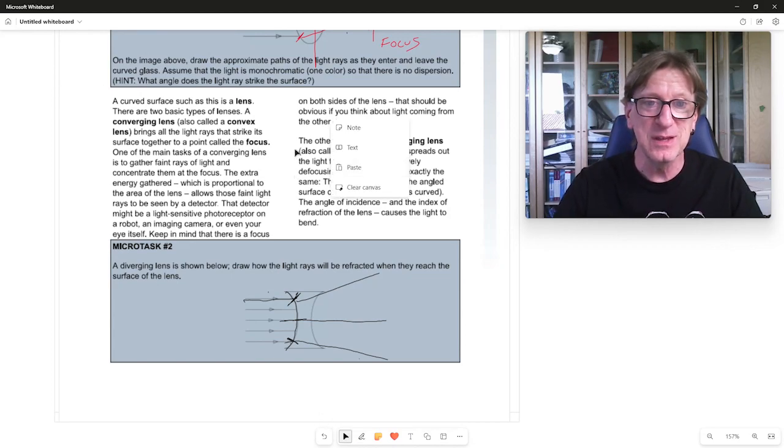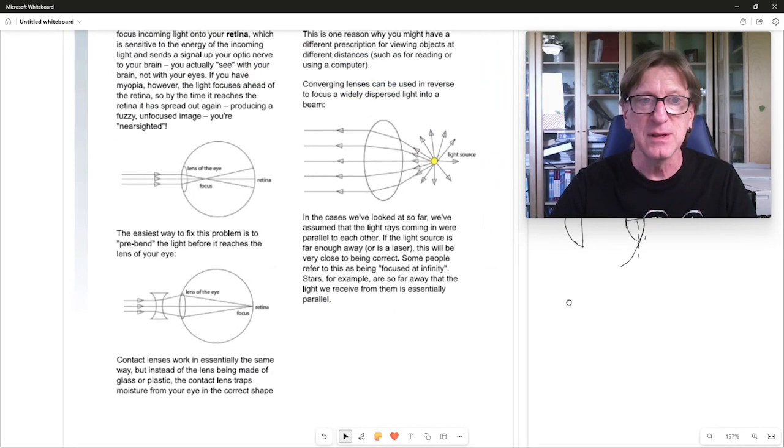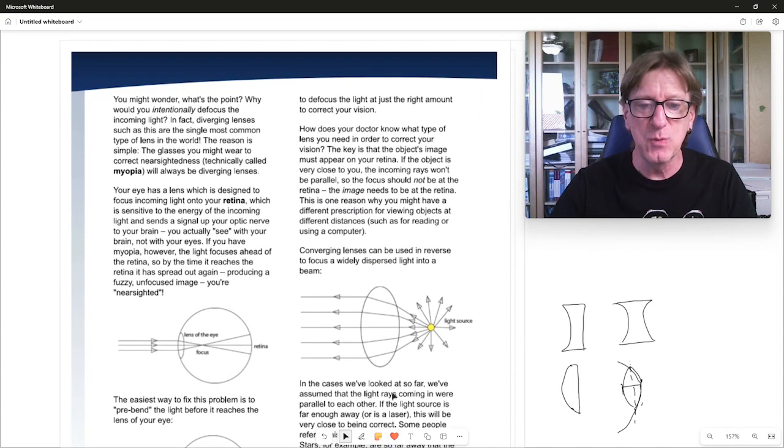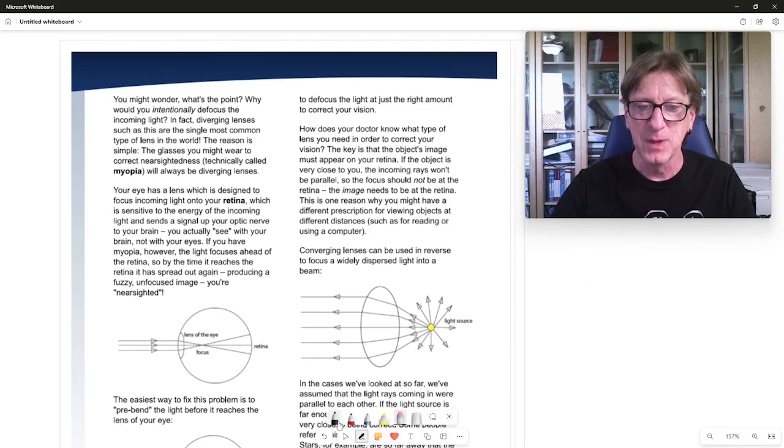So let's go ahead and delete this page, and let's take a look at this. Now, you may say, well, why on earth would I want to spread out the light? Why would I want to defocus the light? Well, actually, these concave, these diverging lenses are the single most common lens in the world, because that's what you probably have if you wear glasses.